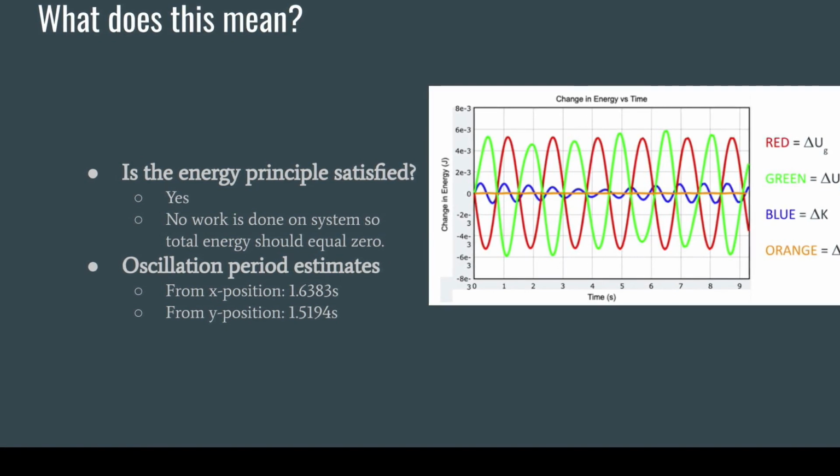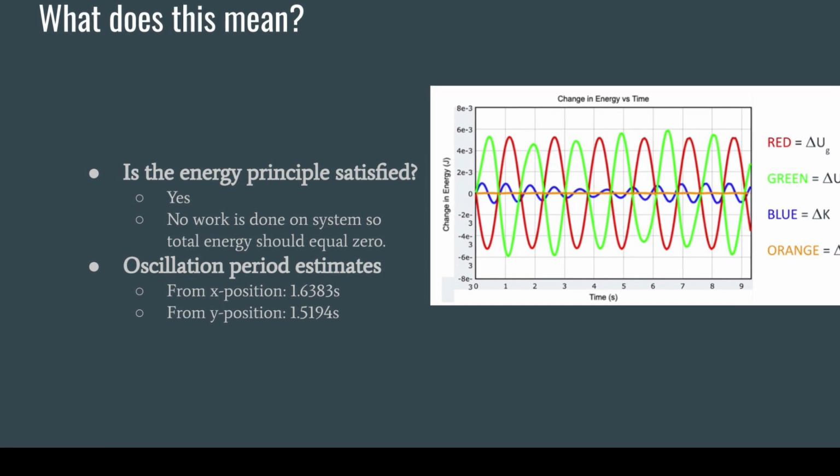If we would have used this x position period, then it probably would have made our last set of graphs more accurate. Thank you for watching my physics lab, and I hope you have a great day.